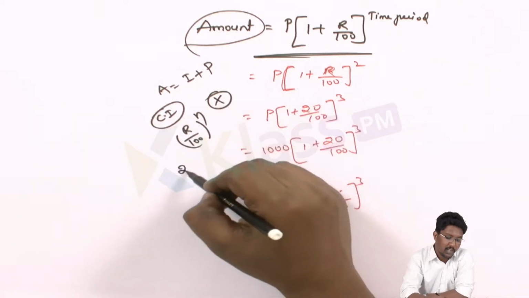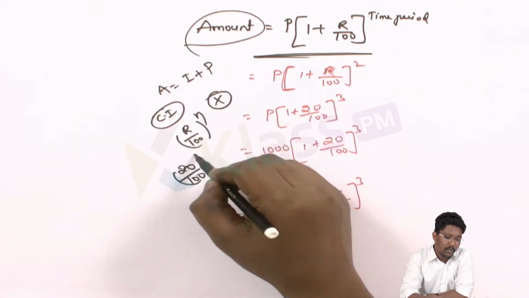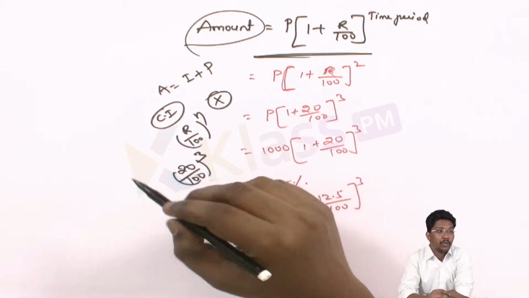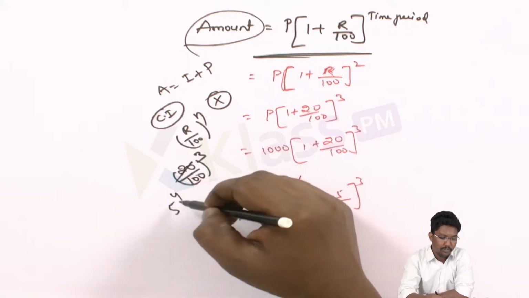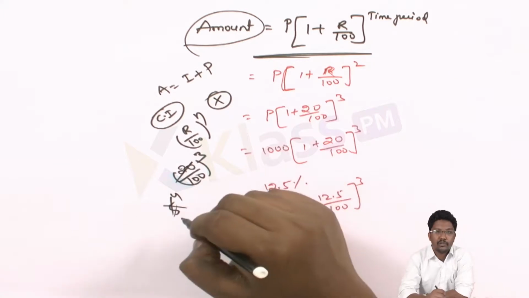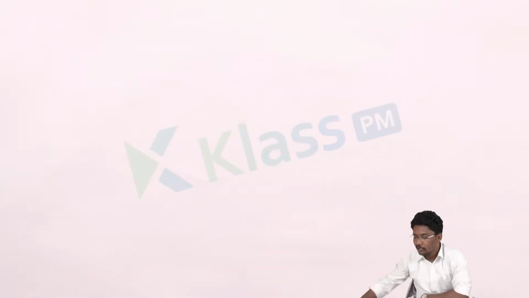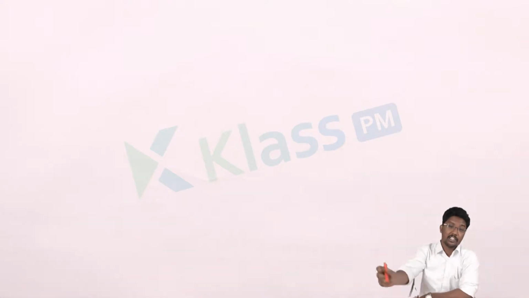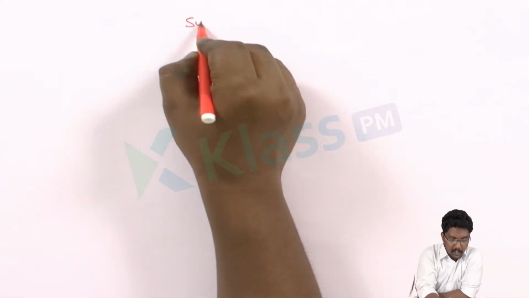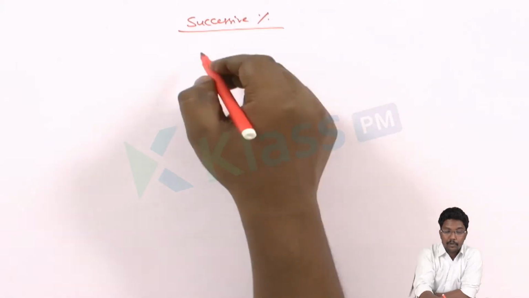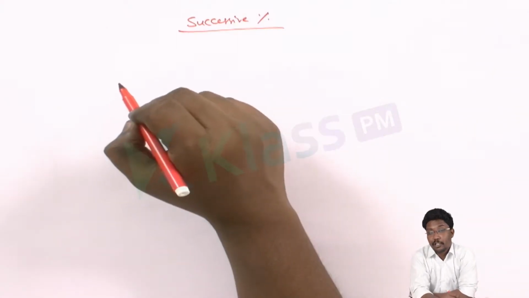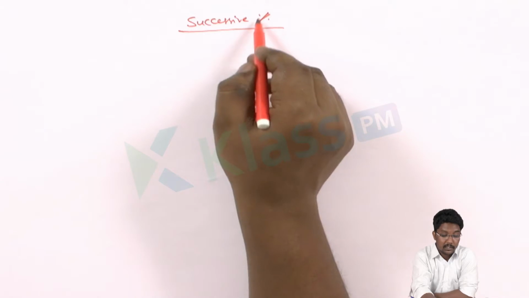Then you have to consider 20 by 100 whole power 3 or 4 years. Then you have to calculate 5 power 4 or something. If you don't know the squares, how can you calculate power 4? That's why don't use this one. Use the concept which we have already discussed in successive percentages. If you go through the profit and loss and discount concept, then you will find this successive percentage.